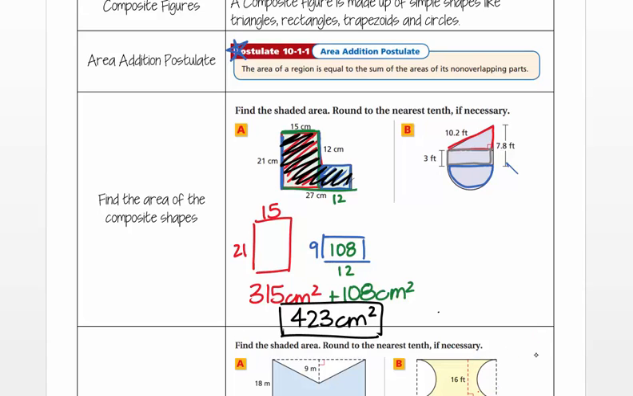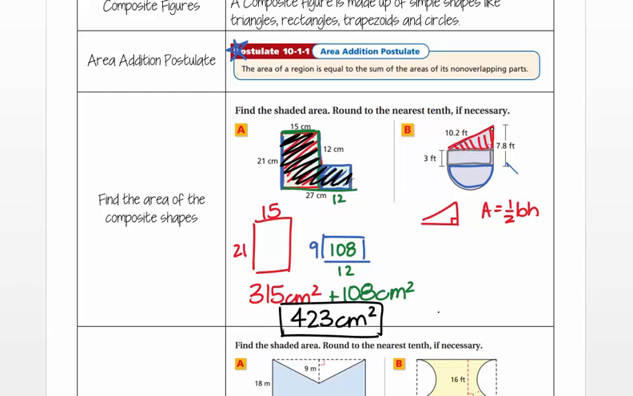So now B is a little harder just because of the shapes, but we can still approach it the same way. For the triangle, let's talk about that one first. The area of a triangle is 1/2 base times height. And remember, your base and your height have to be perpendicular to each other. So they don't really give us either of those things, but we can easily find the height.